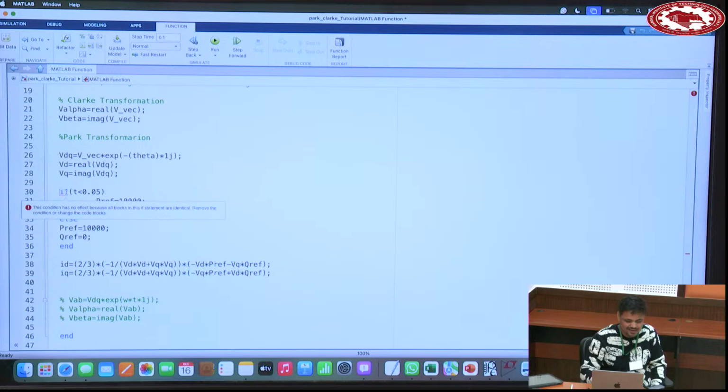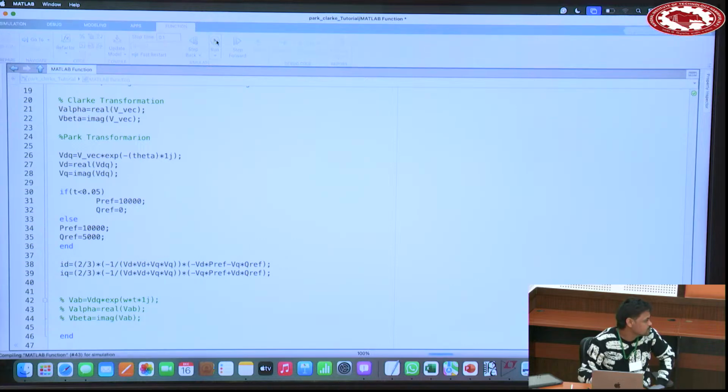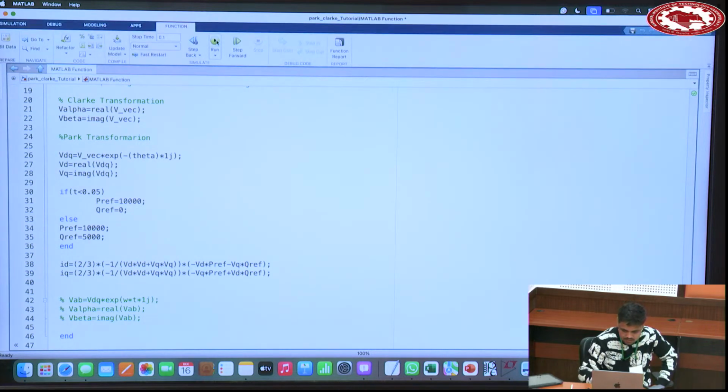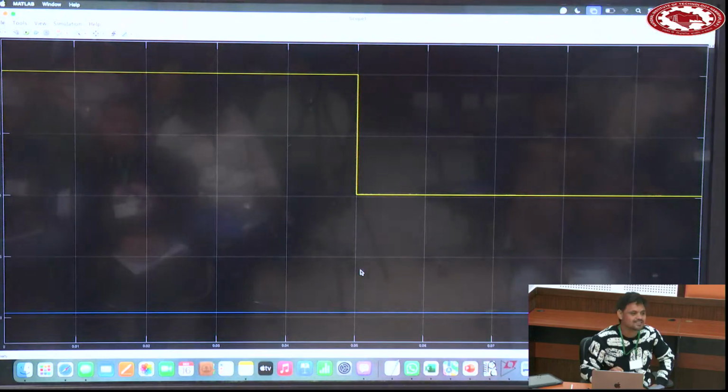I want to give a condition that if time is less than 0.05, use this value and that value, so that we can combinedly see which component is being affected. So if it is written correctly, no? If it is. Okay. No, I want to make it this only. I want to change this to 5,000. Oh, that's why there is no change seen. Thank you, Yogesh.